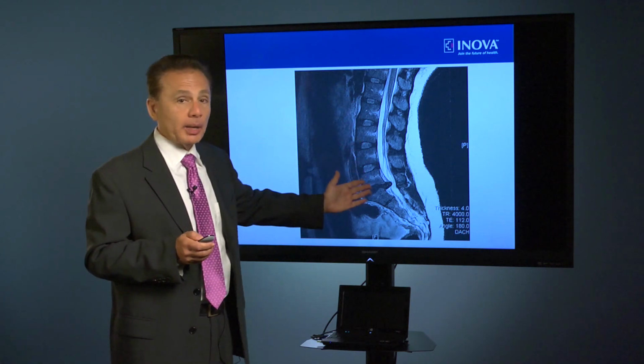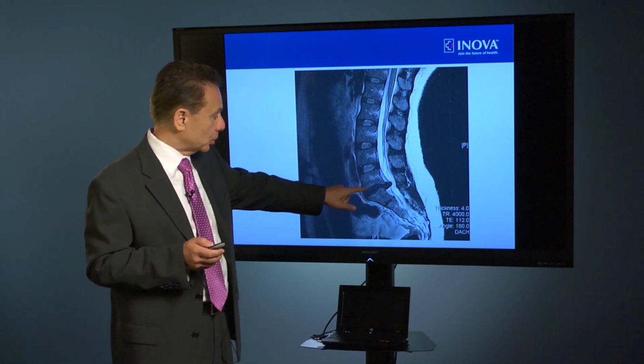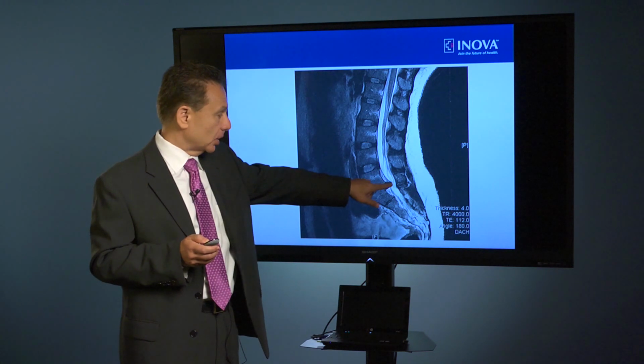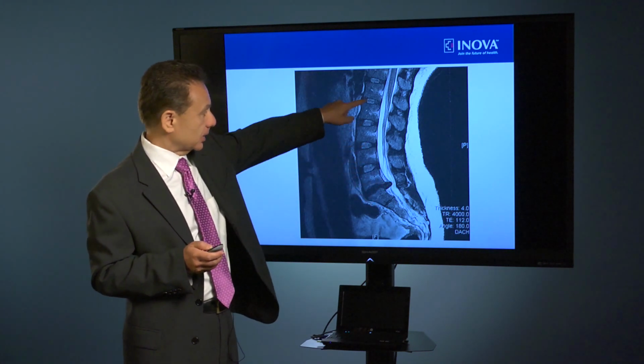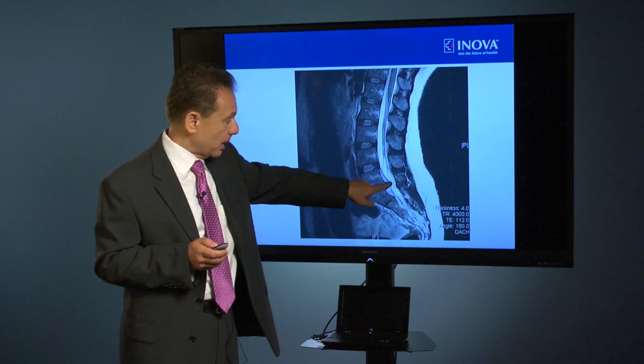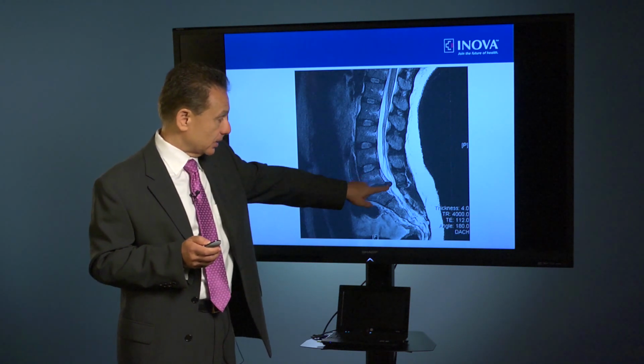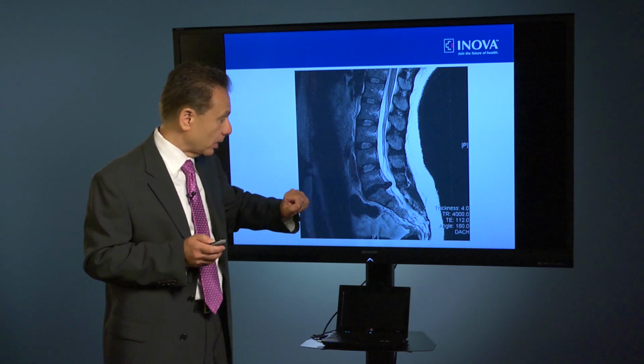This is an MRI picture of the lower back, which shows a major disc herniation. You're looking at the normal discs here on top, but this is a major disc herniation that is at the L5 and S1 level.